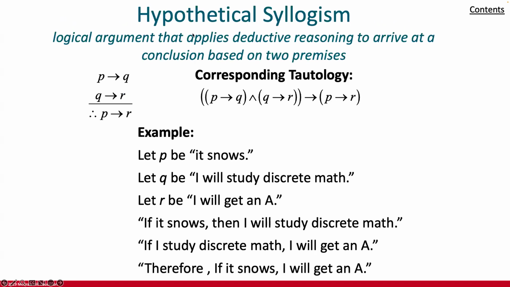We also have the hypothetical syllogism. This is a logical argument that applies deductive reasoning to arrive at a conclusion based on two premises. This is what the tautology would look like. As an example, let P be, it snows. Let Q be, I will study discrete math. Let R be, I will get an A. So if it snows, then I will study discrete math. If I study discrete math, I will get an A. Therefore, if it snows, I will get an A. So we can see that's the rationale for using that syllogism.